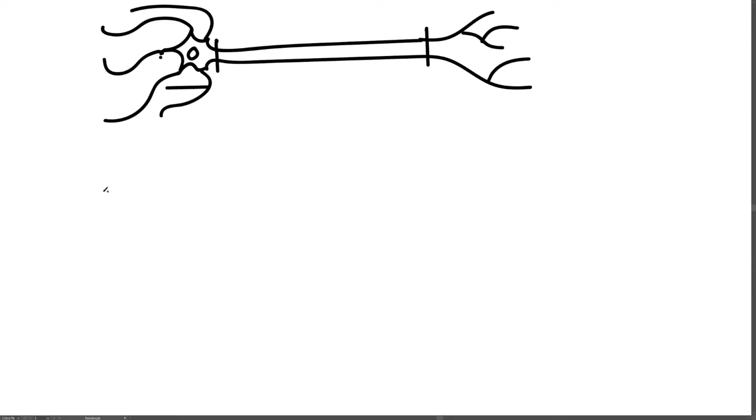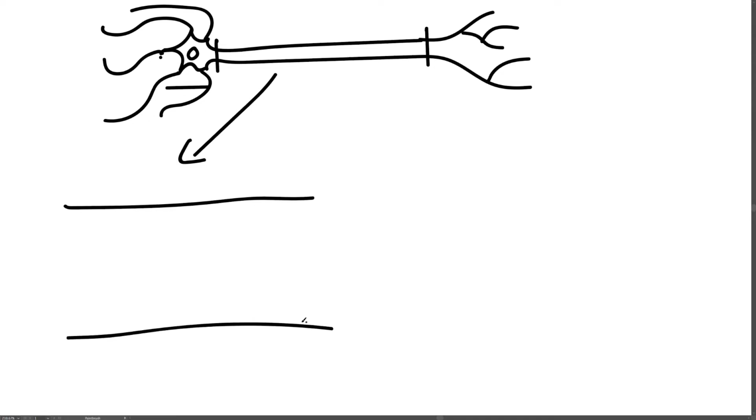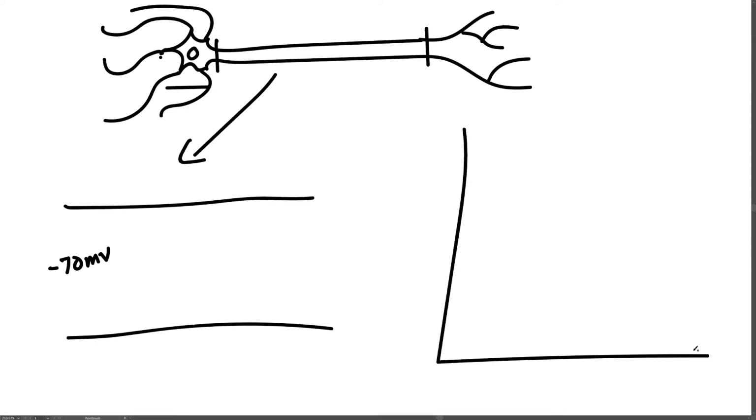If we take a look at the axon, let me draw it a little bit bigger, like this. We said that at rest it is at minus 70 millivolts. So if we draw a graph, we have a resting potential here of minus 70 millivolts, like this.